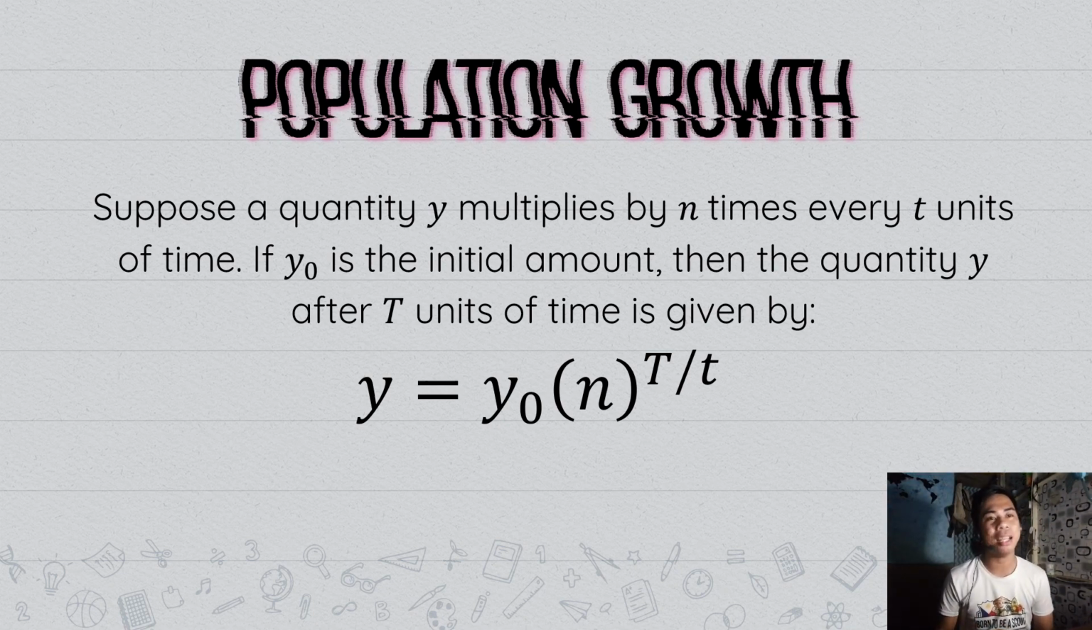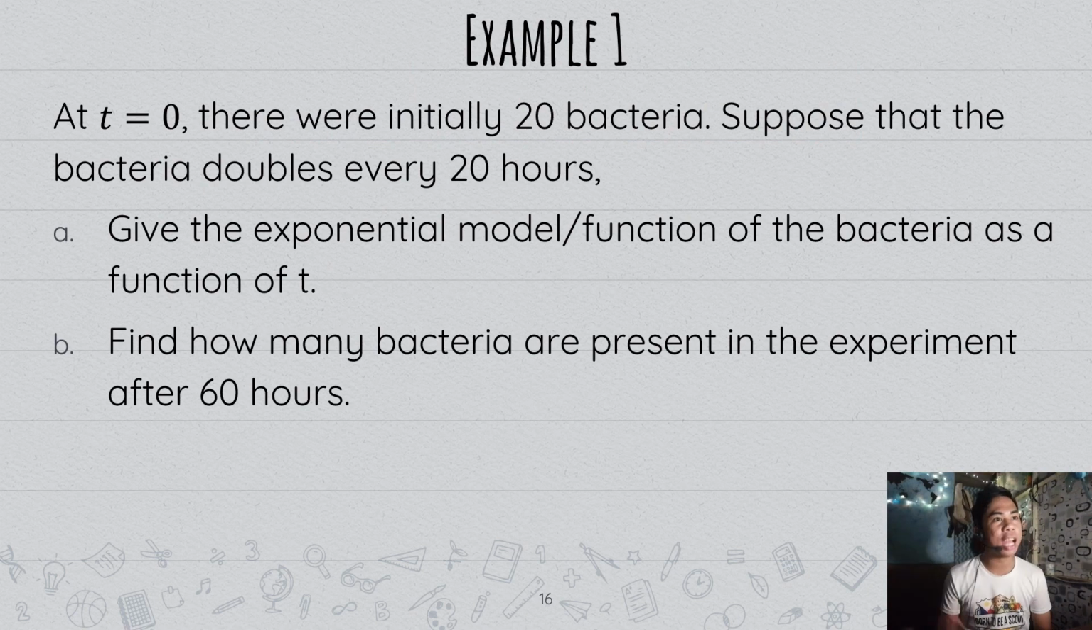We have the formula. Now, of course, let's try. We have an example here. At t equals 0, there were initially 20 bacteria. Suppose that the bacteria doubles every 20 hours. A, give the exponential model or function of the bacteria as a function of t, and B, find how many bacteria are present in the experiment after 60 hours.